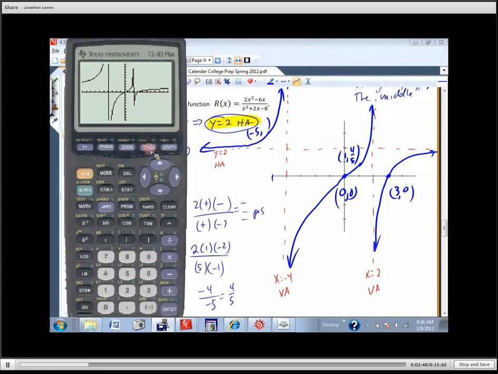I'm going to hit trace. Look, it goes through 0, 0. Let's hit 3. It goes through 3, 0. The other point that we've got on our graph is 1, 4/5, so that should be 0.8. So did we get it right?